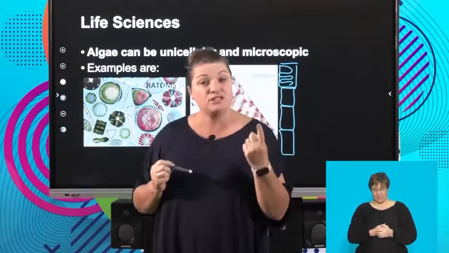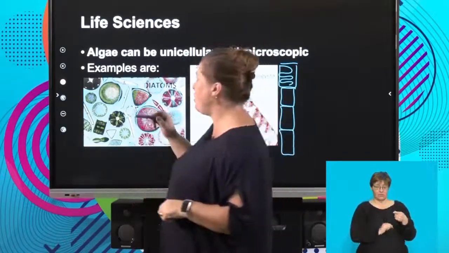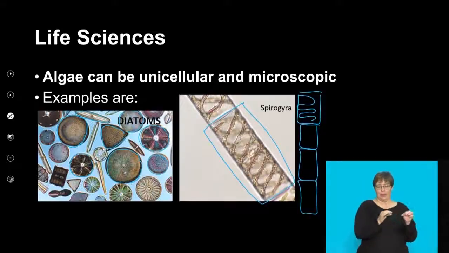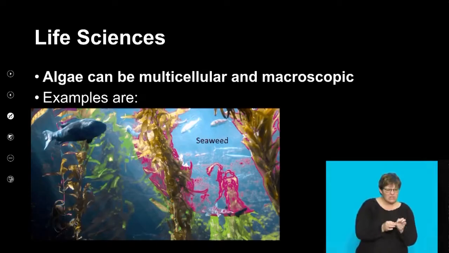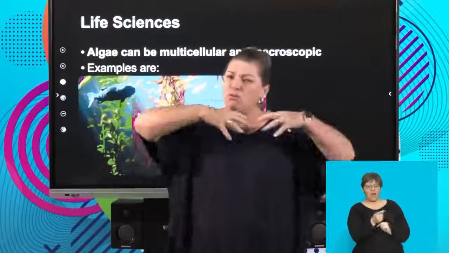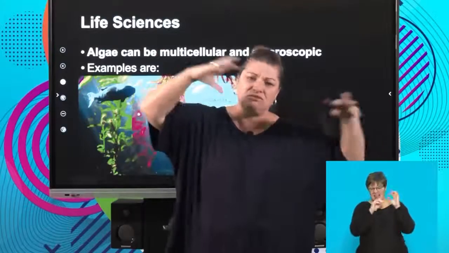Okay, so that's the first one, microscopic, nice and small. But on the other hand, we've got seaweed. Now, seaweed, as I said to you, is not part of the plant kingdom, guys. They don't have roots, they don't have stems, they don't have leaves. I know that looks like roots, stems, and leaves, but it's actually not. It's just multicellular. It's a mass of cells.